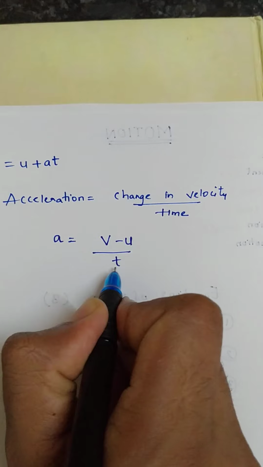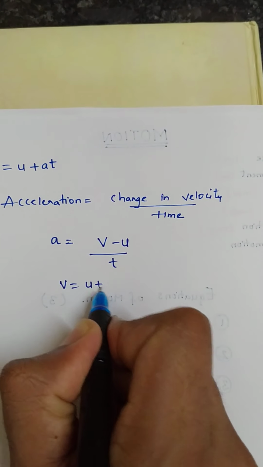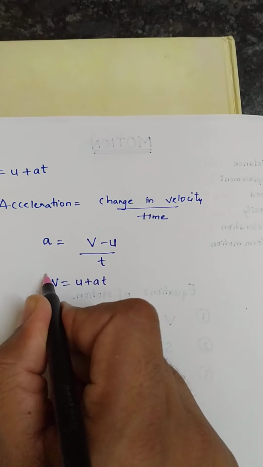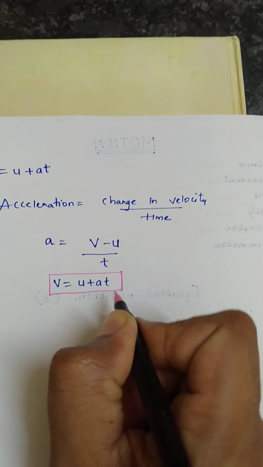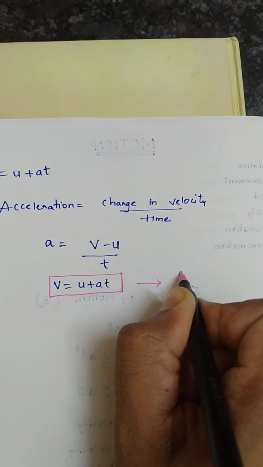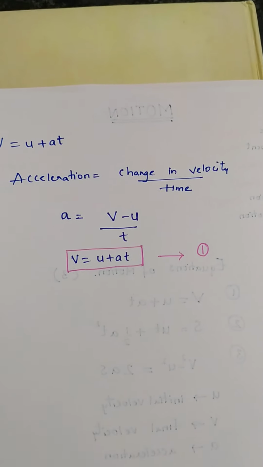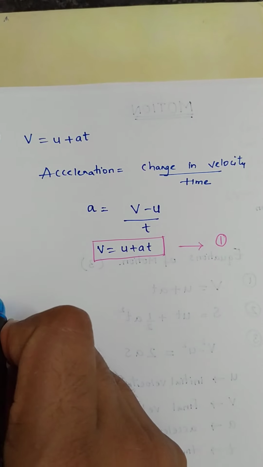Now rearranging the terms, send t to the other side and u to the other side, you get v is equal to u plus at. So very simple, you just derive it from the formula of acceleration. From the acceleration formula a equal to (v minus u) by t, you rearrange the terms, you get v is equal to u plus at. So this is how your first equation comes.